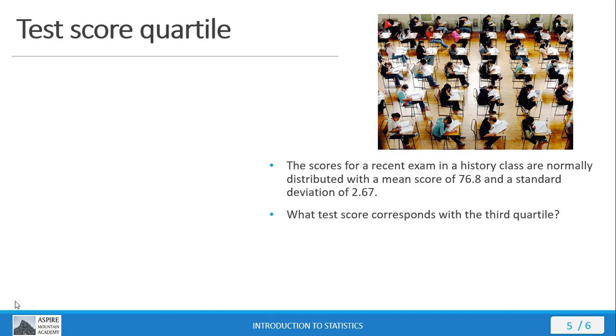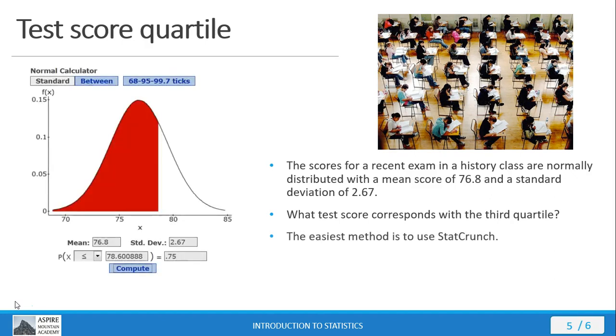Okay, let's see how well you did with that. We're going to use StatCrunch to solve this. Inside StatCrunch, here's your normal calculator. We're going to put in 75% here. That's the third quartile, which corresponds with the 75th percentile. And then when we hit compute, out comes that number we saw before, 78.6. And that's really all there is to it.